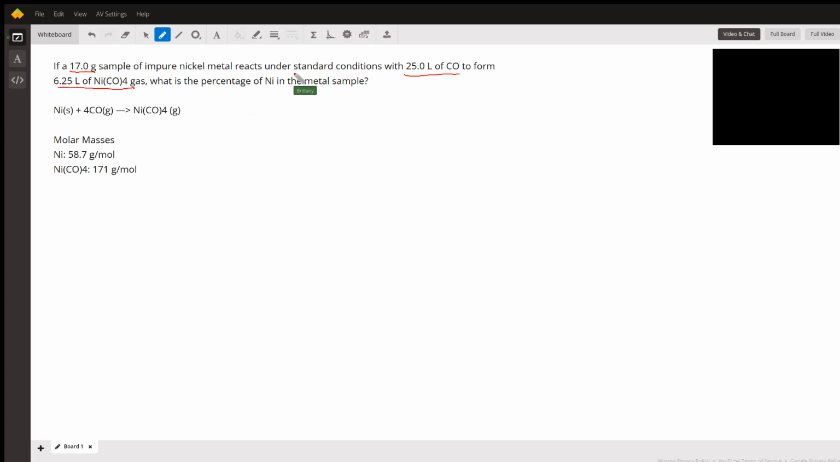Another hidden piece of information that it gives us is that we're at standard conditions. At standard conditions, temperature is equal to 0 Celsius, which is also equal to 273.15 Kelvin, and pressure is equal to 1 atmosphere. Another way to remember this is that at standard conditions, the volume of a gas is going to be 22.4 liters for every 1 mole. This is only at standard conditions, so if your conditions change, you'll have to use the ideal gas law.